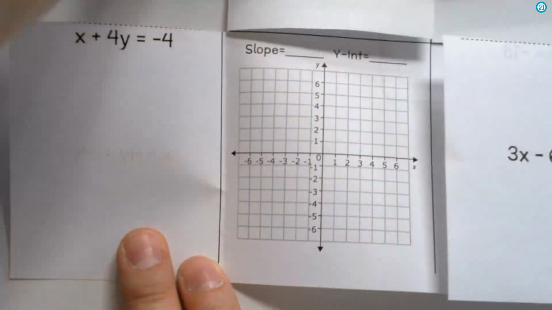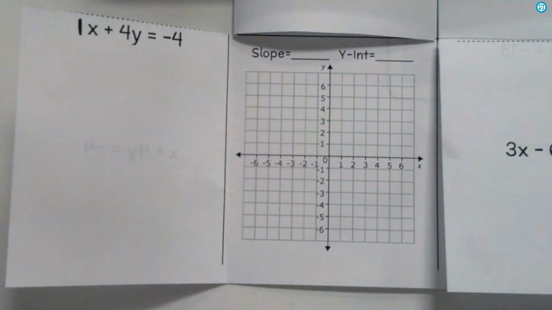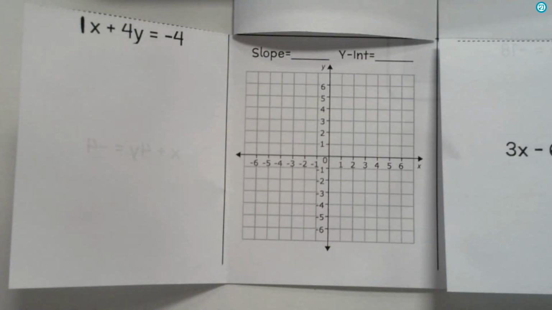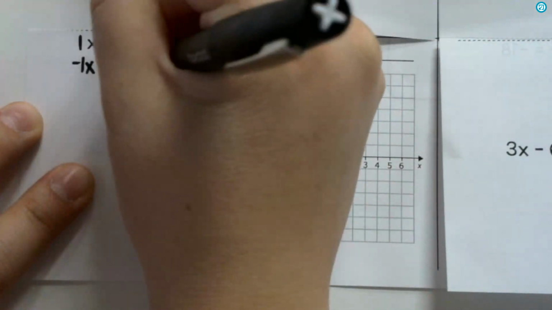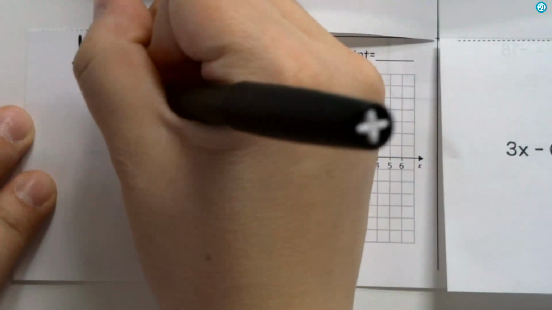So the first thing that I'm going to do is I'm going to put an imaginary 1 in front of my x. Because I'm going to want that there. So when I have to deal with my fraction, it's going to make my life easier. And then it's the same 2 steps. I'm going to subtract over the x term. I'm going to divide by the number in front of y. So I'm going to subtract 1x. I've got 4y on the left equals. On the right side, I've got negative 1x minus 4. And I'm going to put it in that order.